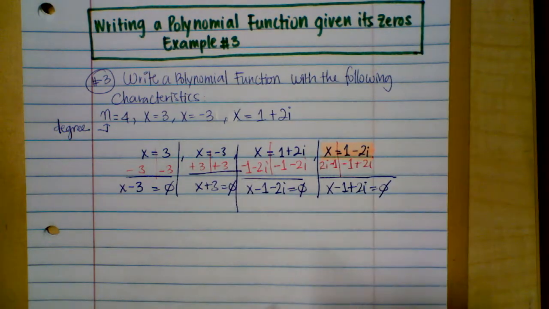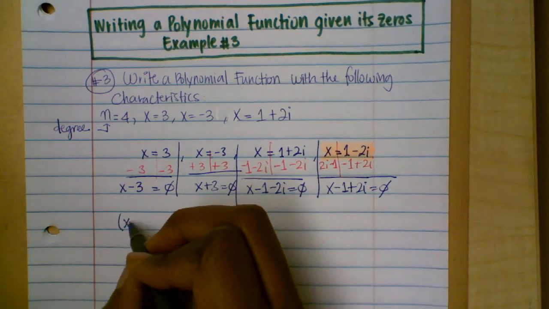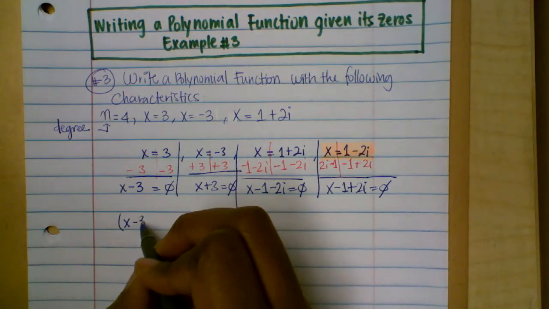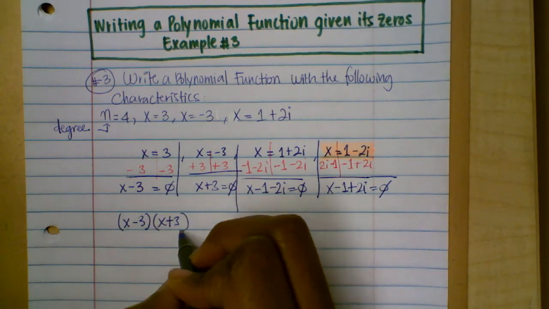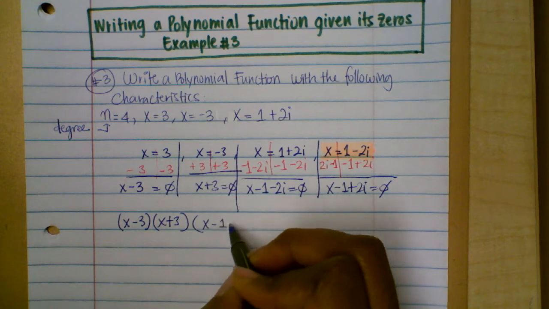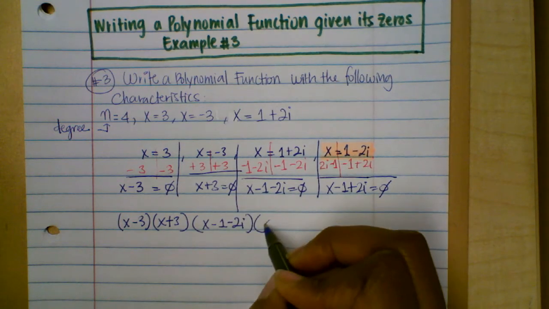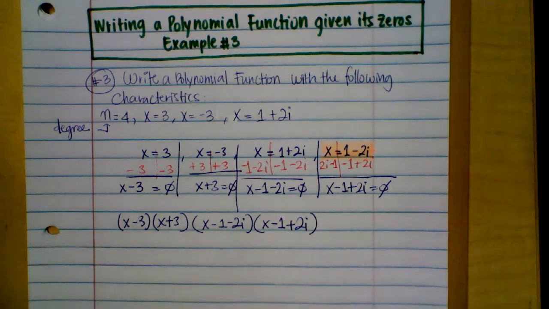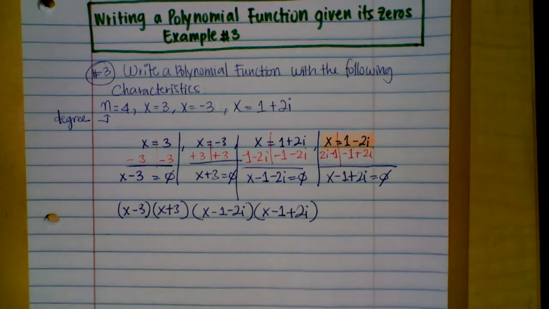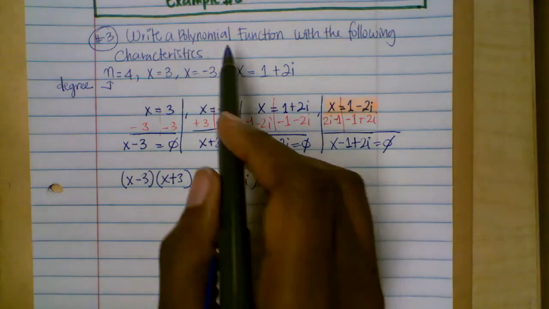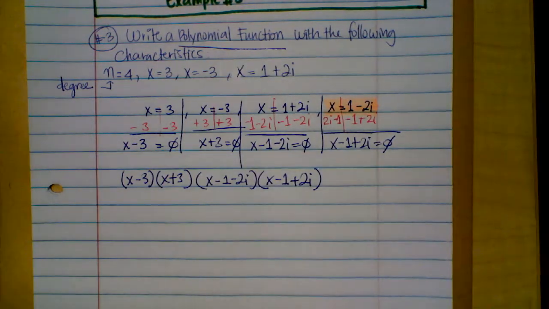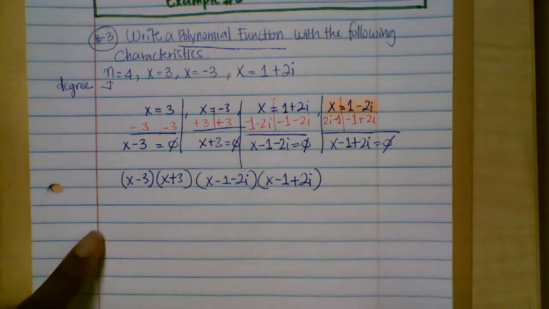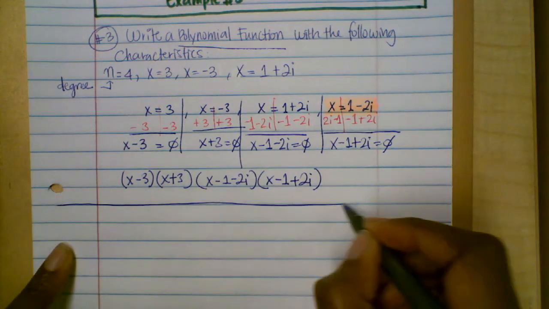So now we have derived the factors: x minus 3, x plus 3, x minus 1 minus 2i, and the last one is x minus 1 plus 2i. You don't need the equals 0 because you want a polynomial function, not an equation. So now we have the factor form. What is the next step?